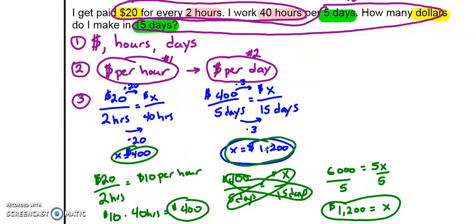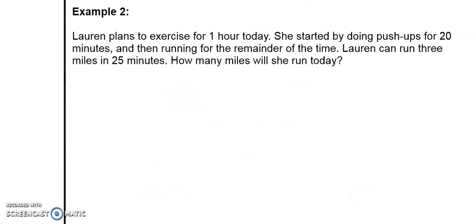Let's go to example 2. We're going to go a little more quickly for example 2 and 3 because I think you're getting the hang of these steps. So again, number 1, let's highlight the important information and write down all the different units we're using here.